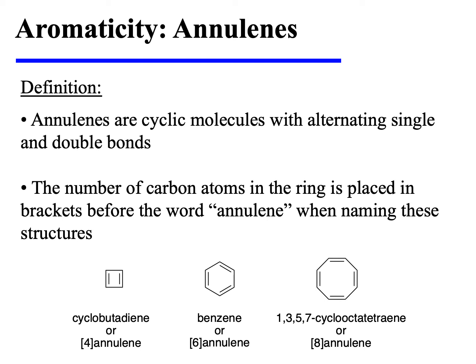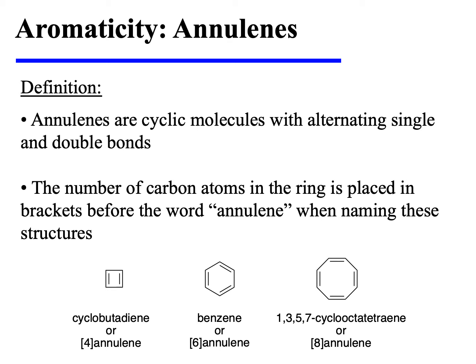Annulenes are cyclic molecules with alternating single and double bonds. The number of carbon atoms in the ring is placed in brackets before the word annulene when naming these structures. So here we have three examples of annulenes.